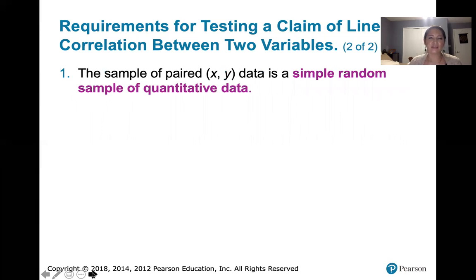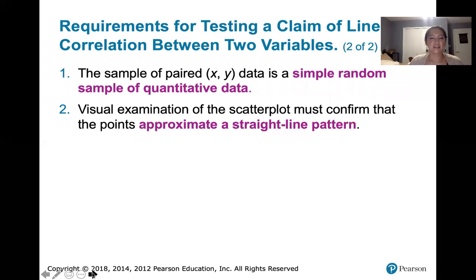First, we need a simple random sample of quantitative data. Next, a visual examination of the scatter plot should confirm that the points approximate a straight line pattern. If the points look like they lie on a parabola or on an exponential function, we could compute R, but it would not be meaningful because the data don't actually lie on anything resembling a straight line. So we should see that a straight line pattern is appropriate before computing R and then using R to decide whether there's a correlation between the variables.